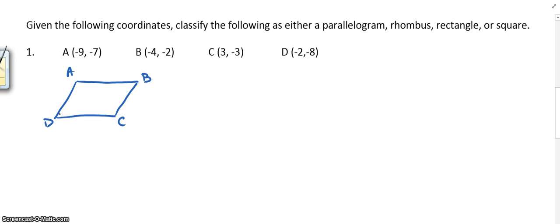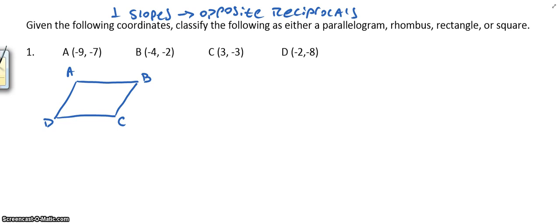Alright, so we're going to use slopes to test each side to determine if it's parallel or if it's perpendicular. Remember, perpendicular slopes are opposite reciprocals. So that's how we're going to be able to tell if they're perpendicular or just parallel. Alright, so let's get into this.